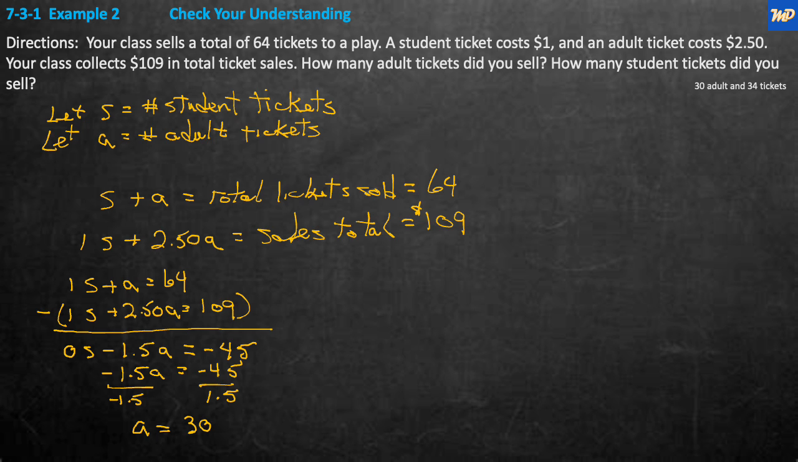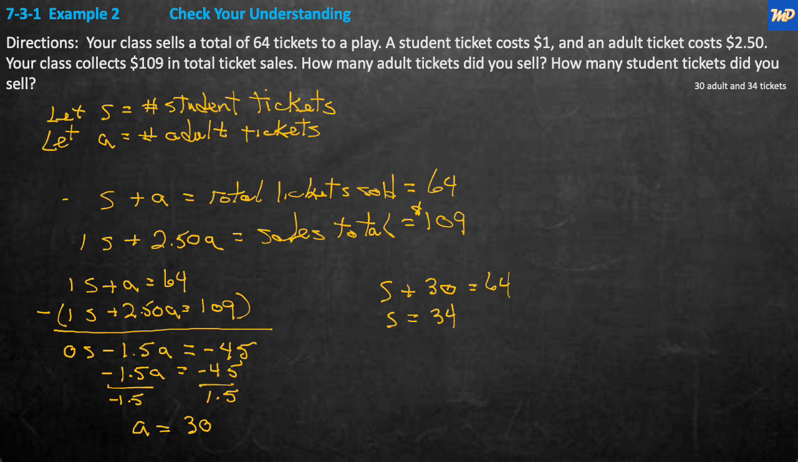And now let's substitute back into either equation. It doesn't matter which one, you can choose either. Let's pick the top one. So the new equation is S plus 30 is equal to 64. If I subtract 30 from both sides, I'm going to have S is equal to 34. Okay, so there are 34 student tickets and 30 adult tickets. And there's our solution.